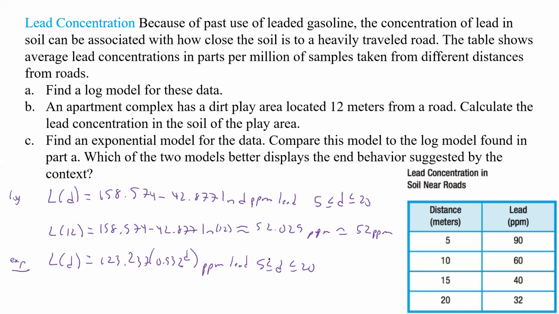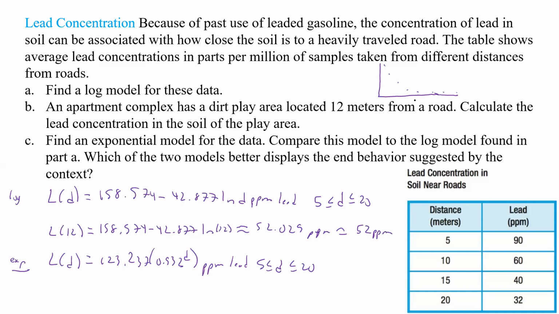And now it says, which of the two models better displays the end behavior? Okay, well, let's think about this. If we have a distance from the road and a concentration, we can see that concentration is decreasing. So how should it look? The further and further away, it's probably going to get closer and closer to 0, right?